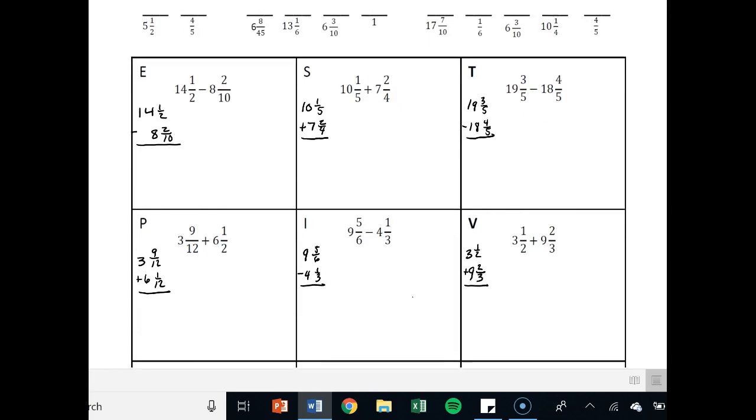All right, so letter E, 4 1/2 minus 8 2/10. Obviously, we know the common denominator here is 10. So I'm multiplying by 5. Yes, I wrote that down, so should you. So it's 14 5 over 10 minus 8 2 over 10. So when I do this, I get 3 over 10 for my fraction and 6 3/10. So 6 3/10 would be letter E.